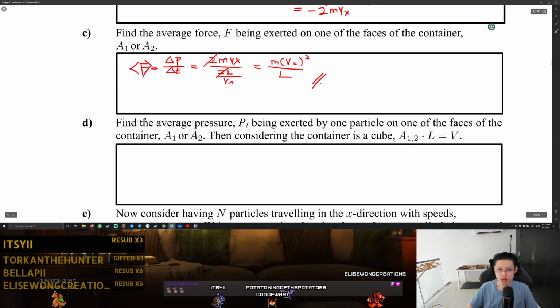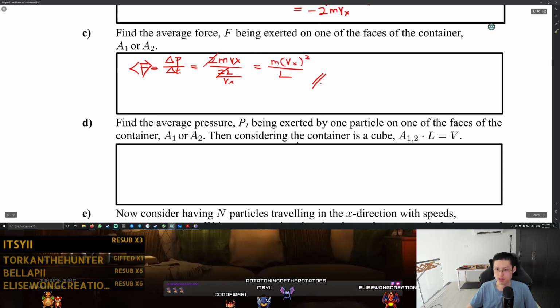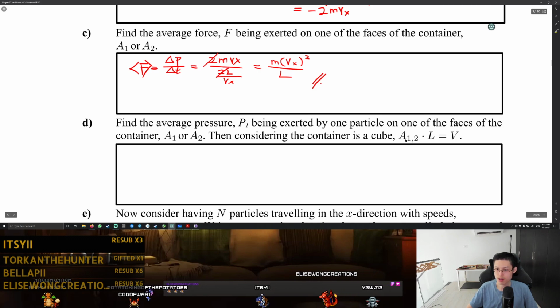Okay, part D. Find the average pressure being exerted by one particle on one of the faces of the container. Then, considering the container is a cube, we can say that the cross-sectional area times the length of the cube is the volume of the cube, right? Area times length equals volume.